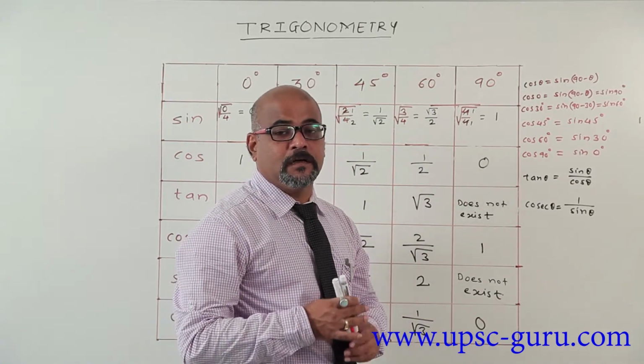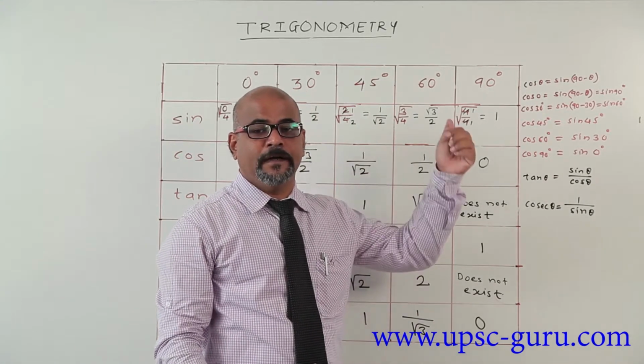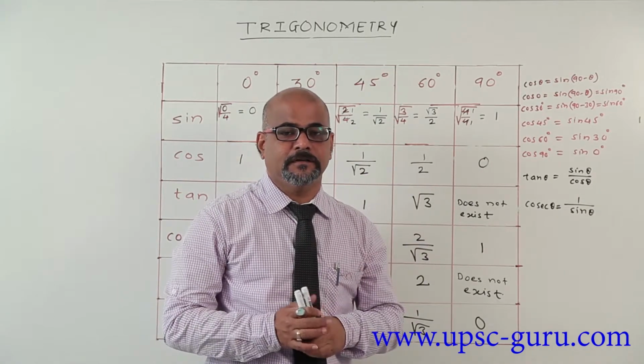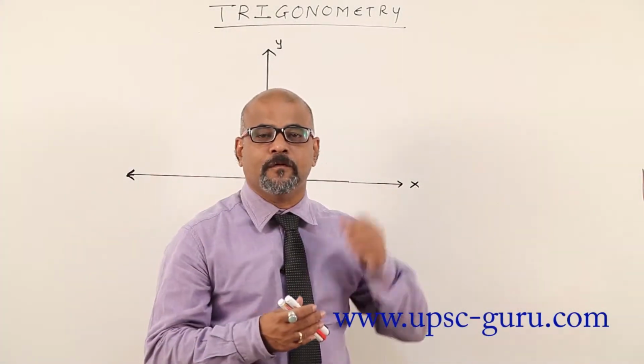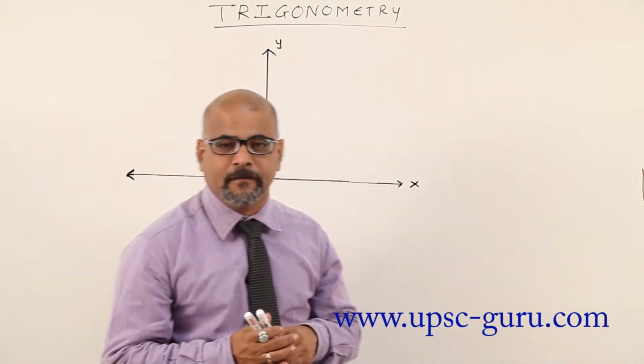These are all the values of trigonometric ratios from 0 to 90 degrees, that is 0 degree, 30 degree, 45 degree, 60 degree and 90 degree. Let us check some more concepts of trigonometry, that is trigonometry with respect to the coordinate axis.